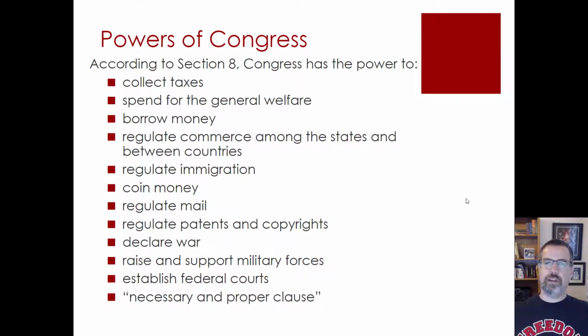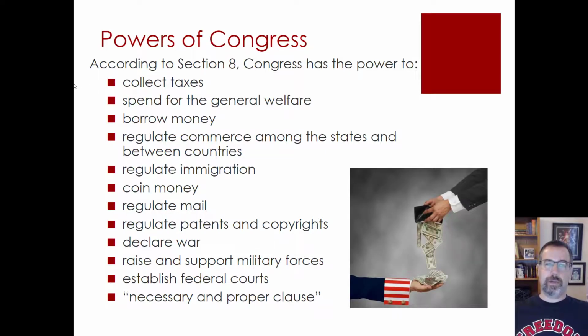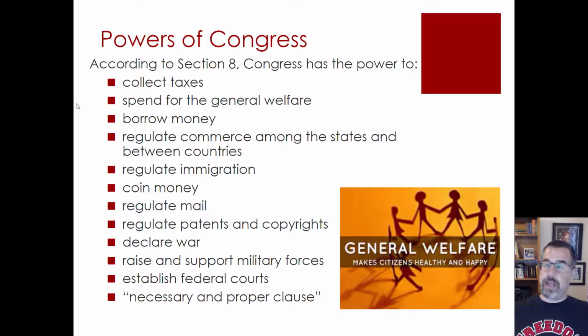So what are some powers of the House of Representatives and the Senate, once again known as the Congress? In Article 1, Section 8, here are some of the powers that are given to Congress. They have a lot of different powers in the Constitution. Article 1 is the longest part of the Constitution. They have the power to collect taxes. That's money that people pay to the government. They get to determine how to spend those taxes to promote the general welfare.